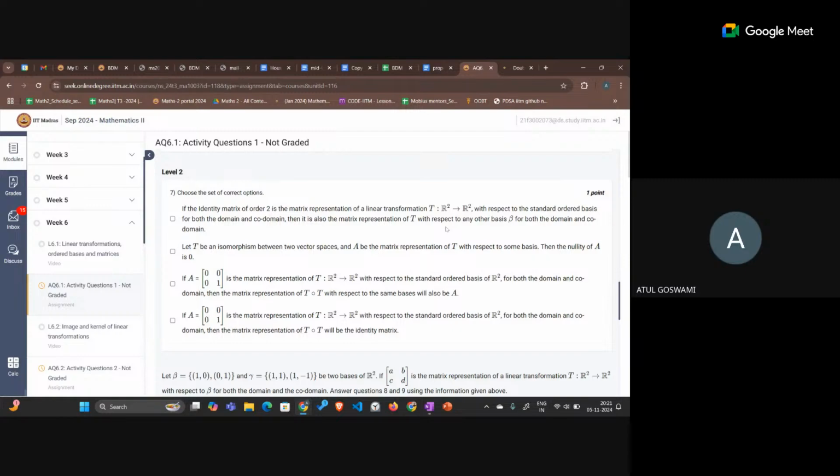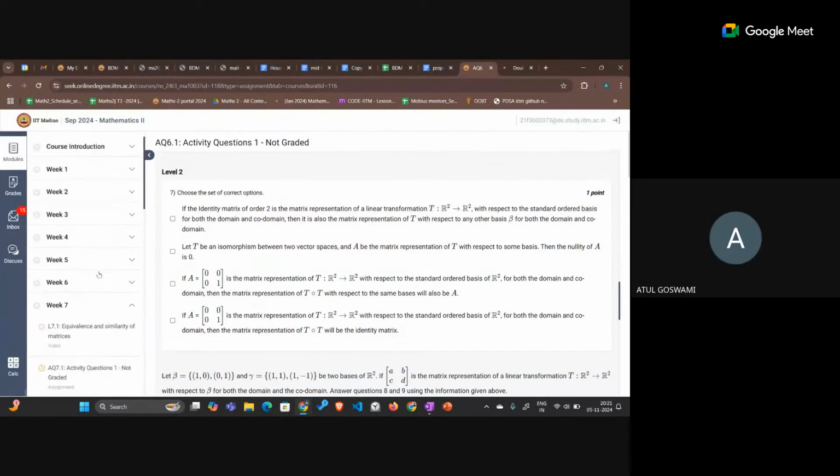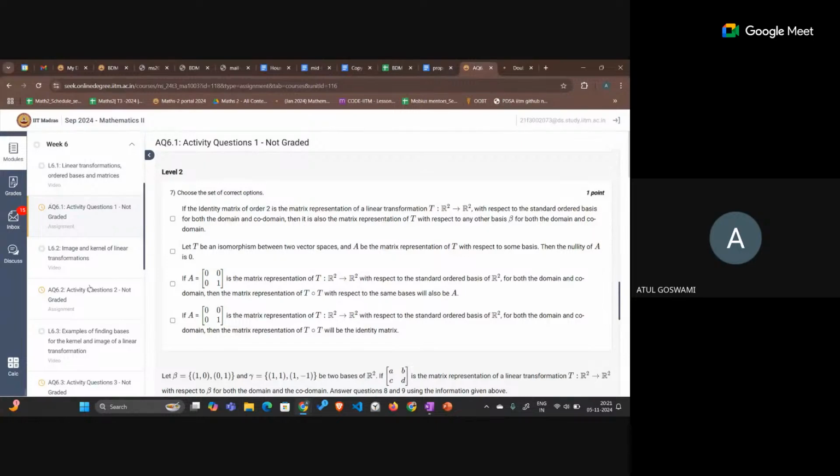So what is a similar matrix? I think it comes in the first lecture of week 7. Let me confirm. Yes, equivalence of similarity matrices. So the matrices would be similar but different. If you see two similar matrices, the entries would be different, but they would follow some pattern or property. That's why we call them similar matrices. They will behave like the same.